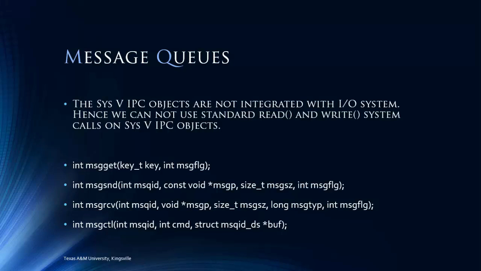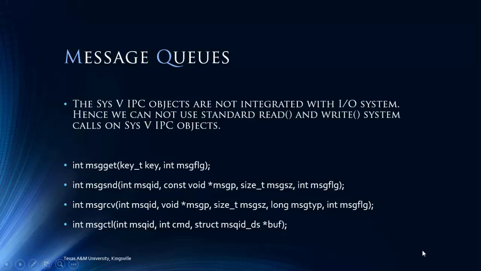Some may have a doubt: why can't we use read or write system calls for communication? The reason is the System V IPC objects are not integrated with the input-output system. Hence, we cannot use the standard read and write system calls on the System V IPC objects. For this purpose, System V IPC message queues offer a set of functions for creating, communicating, and performing control operations.